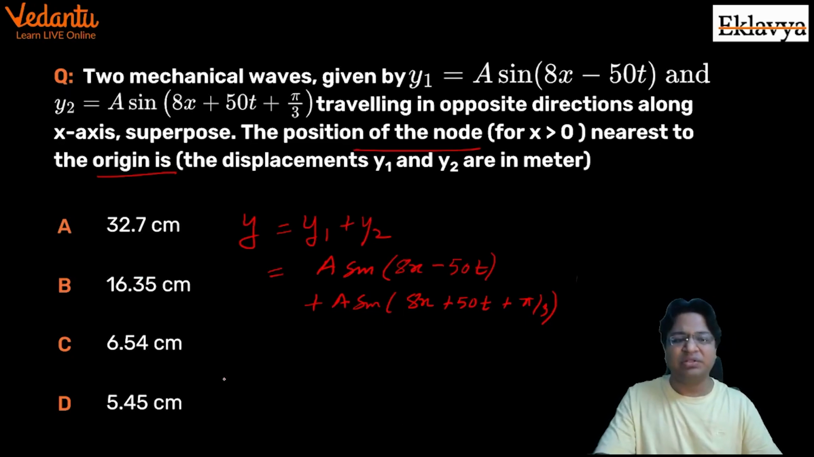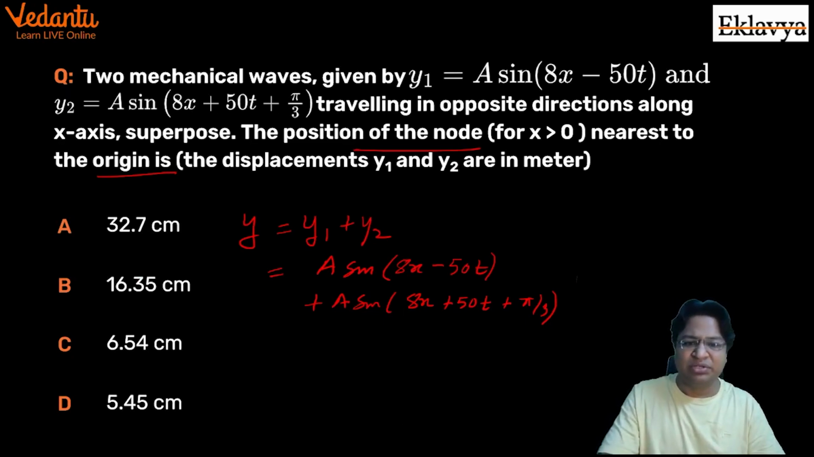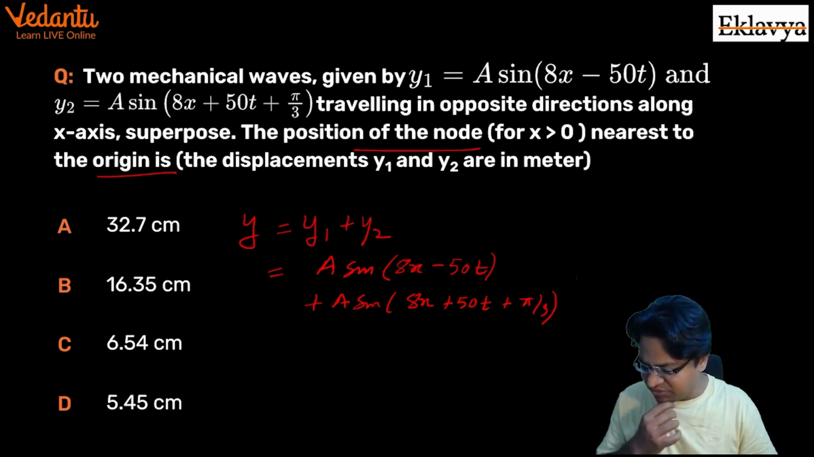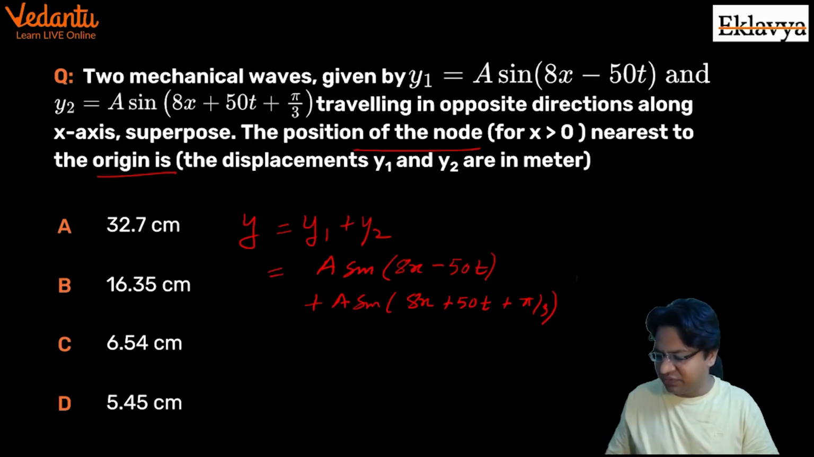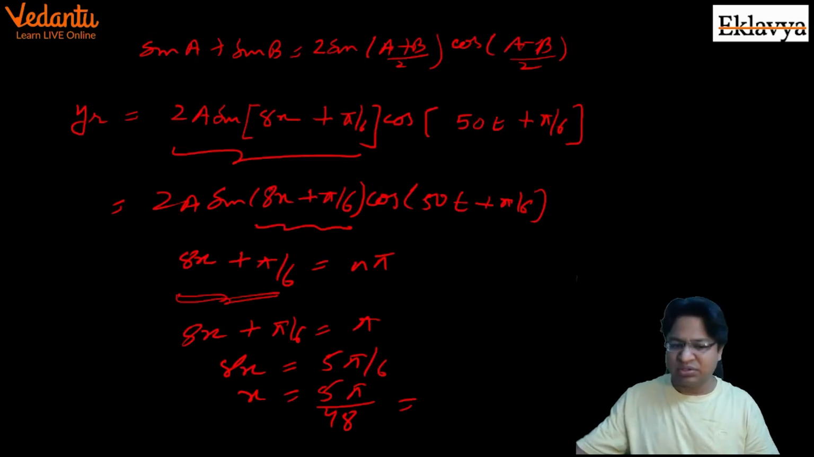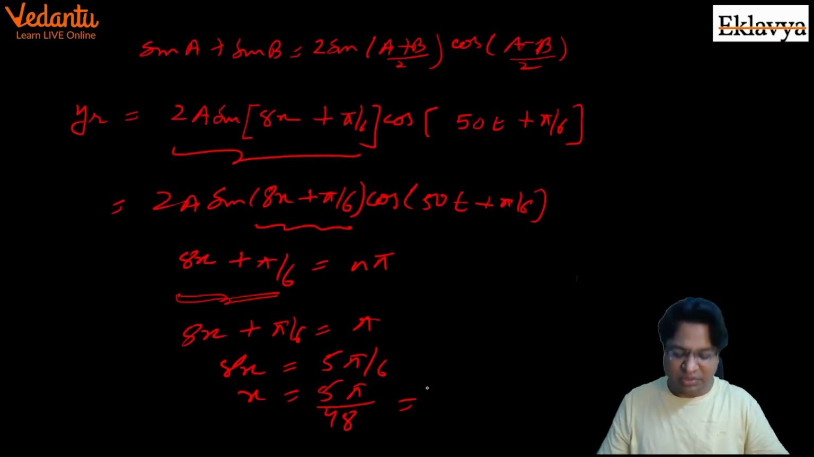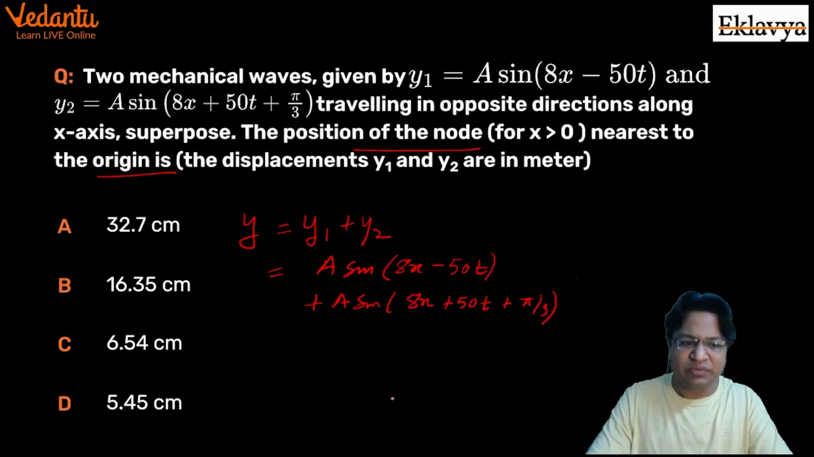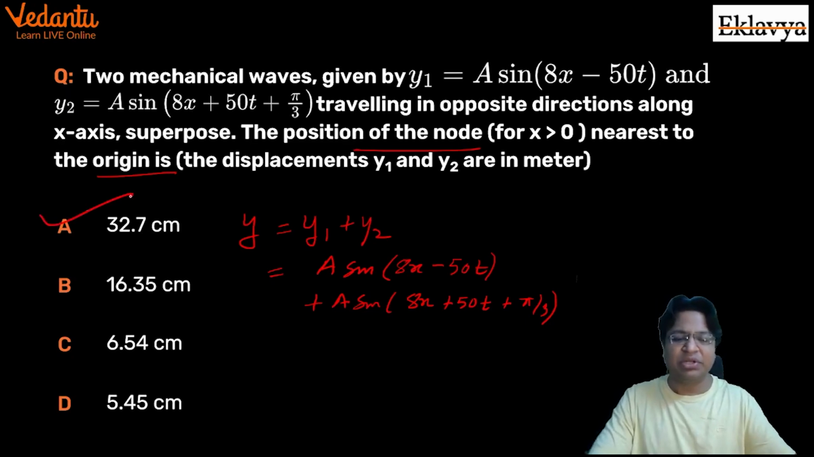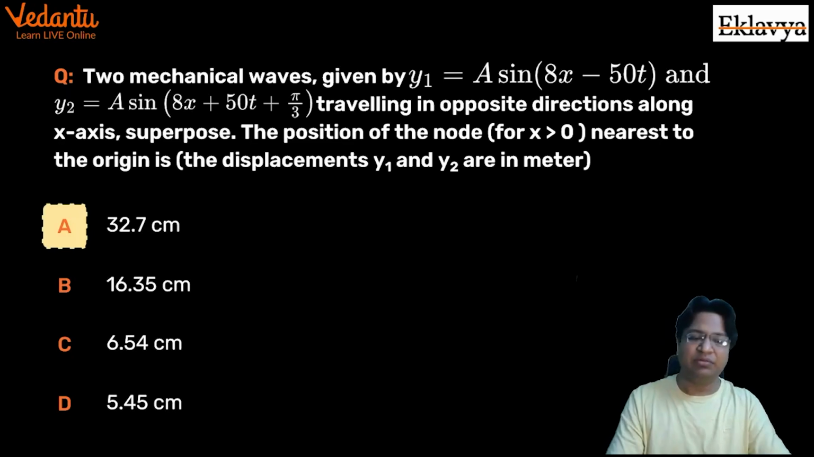We have to give the answer in terms of centimeters. Let me check the units given. Okay, so we'll do this calculation. This becomes 5 pi divided by 48, so this comes out to be 0.327. So this is in meters. In centimeters, it would become 32.7. So option A would be the right answer to this question, and the given answer in our key was also option A. So that would be the right option.